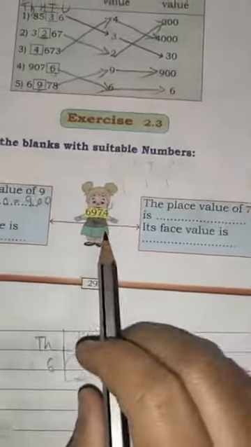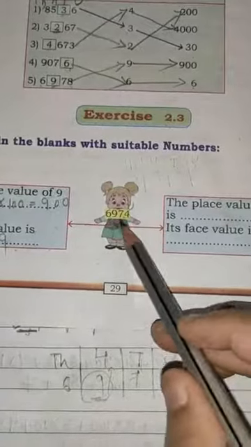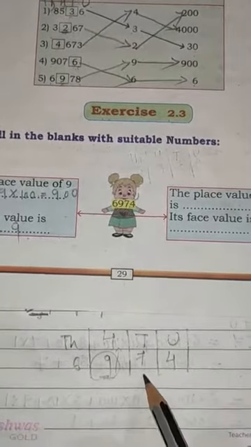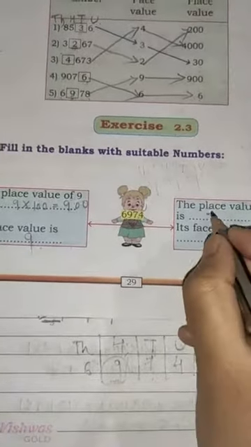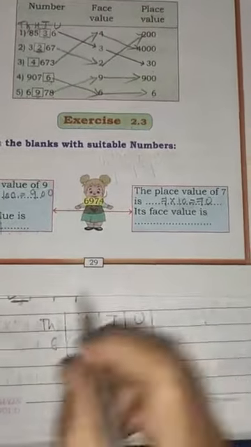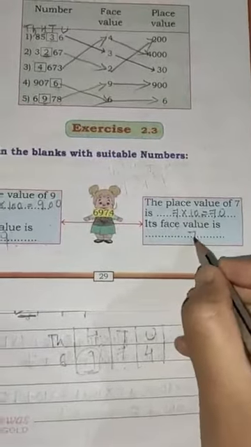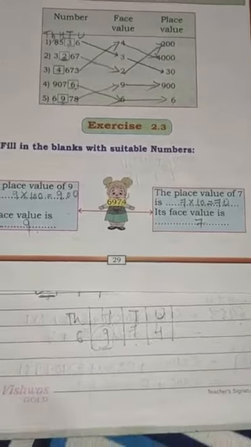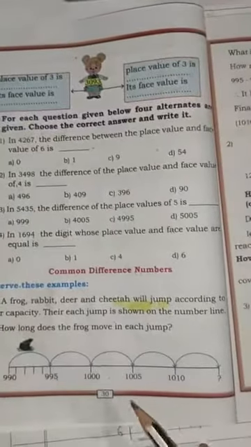So, next, what about this 7? Yes, the 7, it is in the place of 10. So, 7 into 10 is equal to 70, right? Its face value is 7, right? Understood? Now, here, open page number 30.